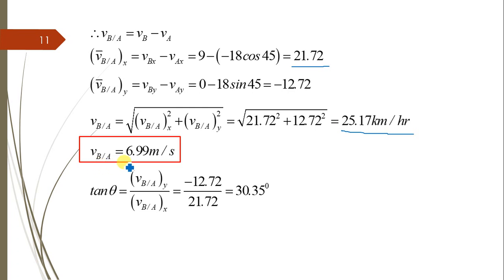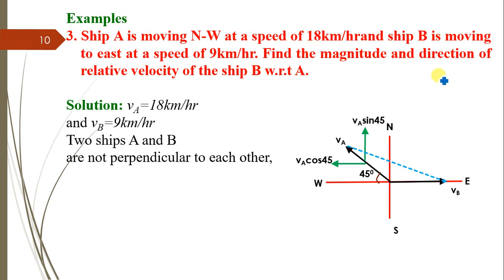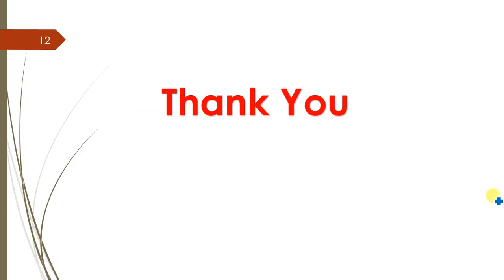per hour or 6.99 meter per second, and theta is determined as tan theta equals VBA y divided by VBA x, and taking the tan inverse of that, we get the theta value as 30.35 degree. Here this is the relative velocity vector B to A and its theta angle is also determined. So in this way we can solve many problems to find out the relative velocities, as well as the shortest distance or the time interval between two moving objects. Thank you.